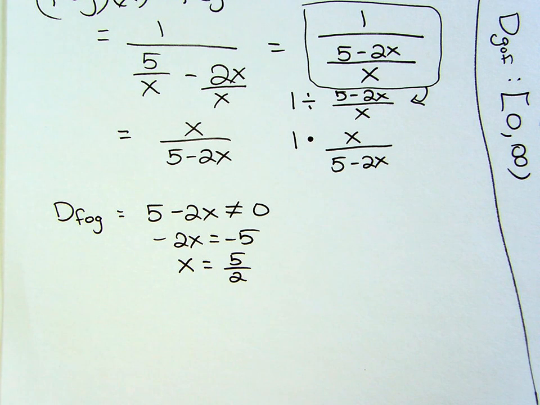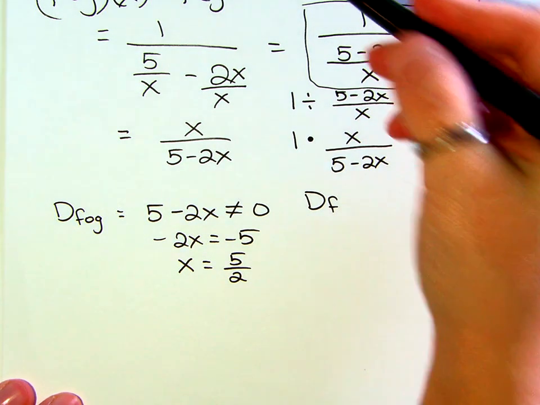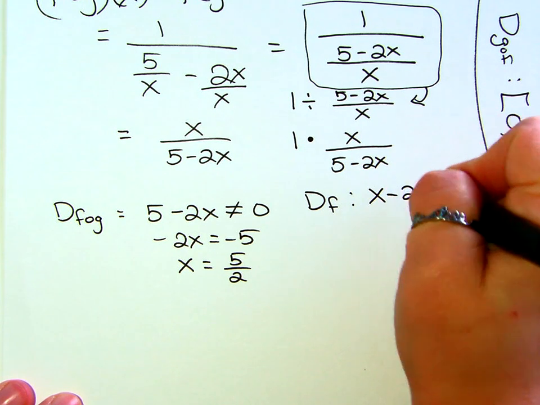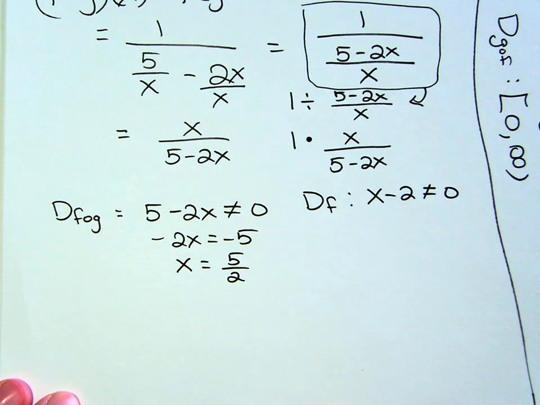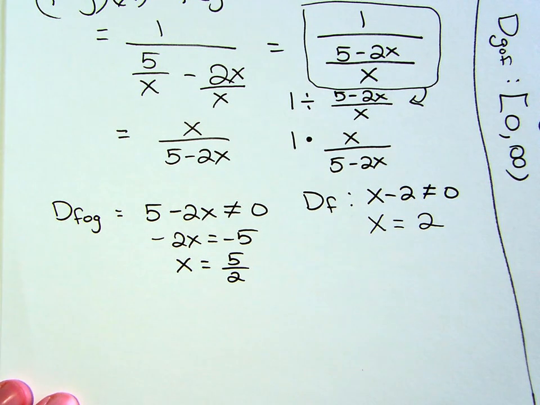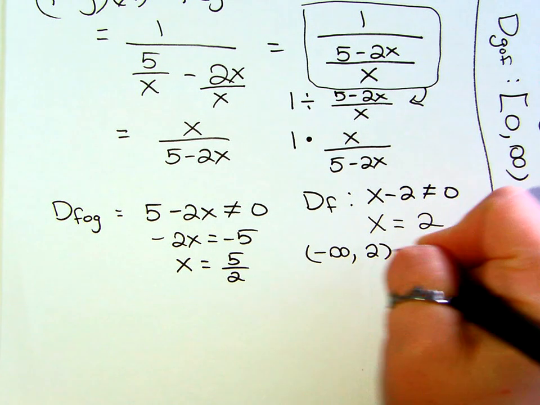So look at the original domain for f. Remember, f is 1 over x minus 2. So we don't want that x minus 2 to go to 0 for the domain of f. That would be a problem. Where does that happen? That happens when x is 2. So the domain of f would have been negative infinity to 2 union 2 to infinity.